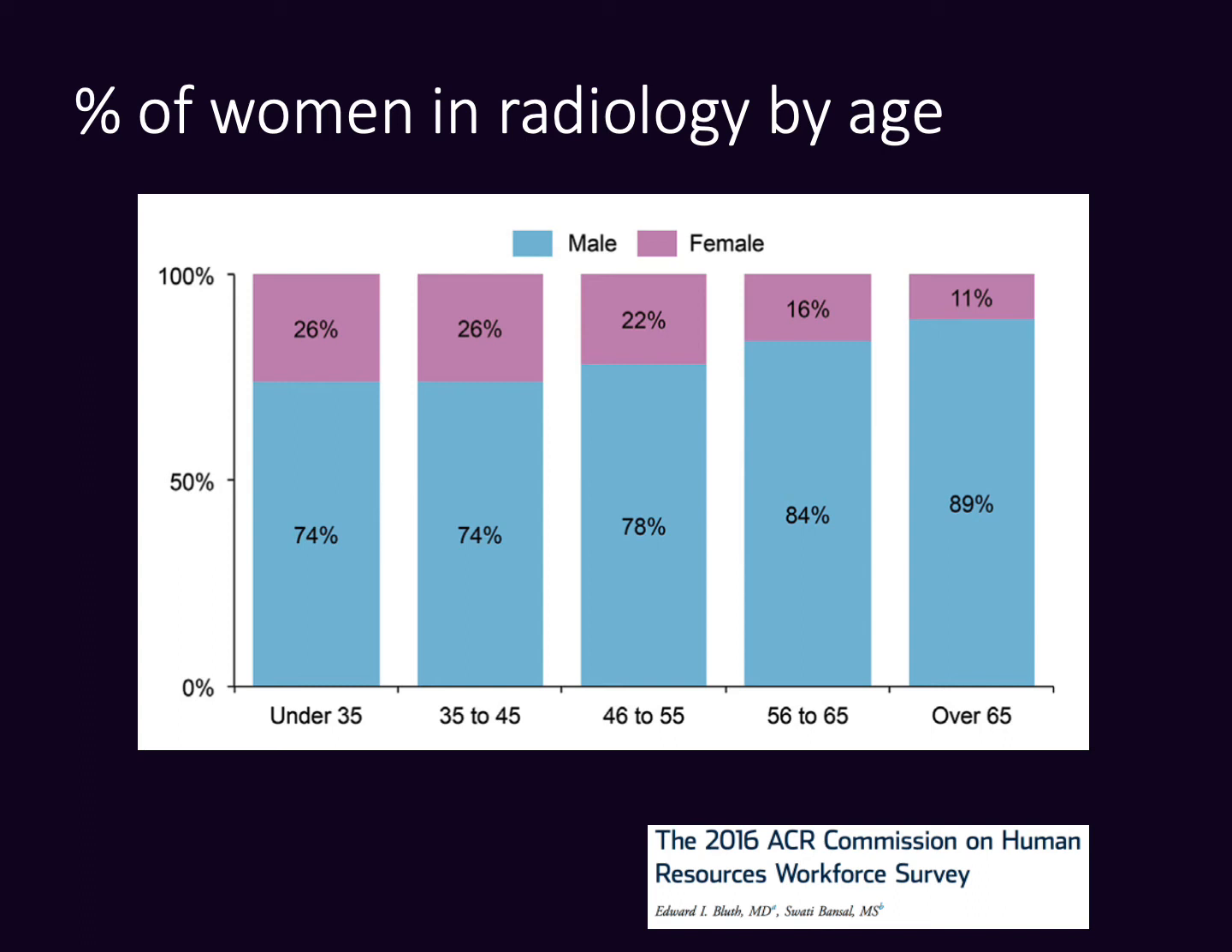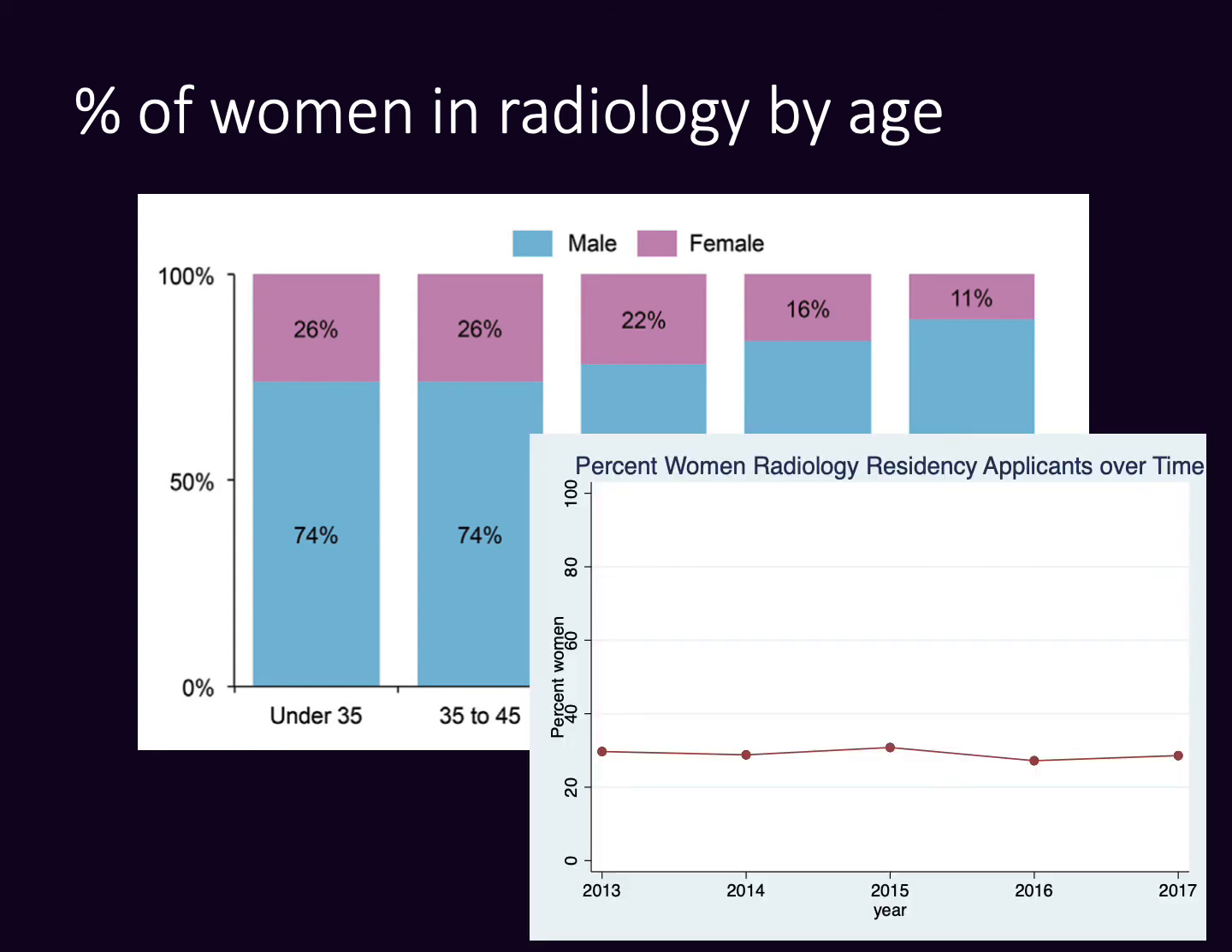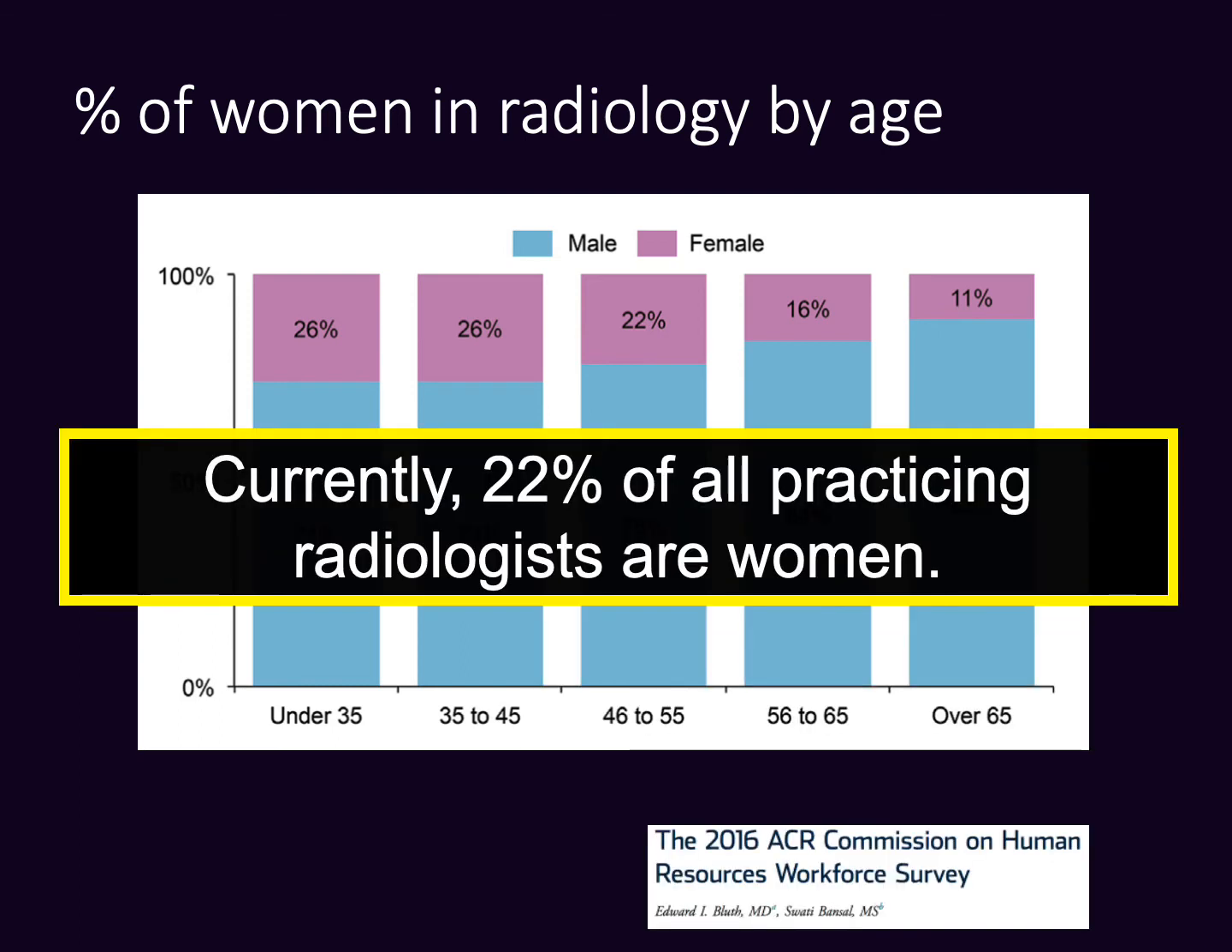26% of radiologists under the age of 35 are women, reflective of the current radiology matriculant gender breakdown. The gender breakdown of radiologists in older age groups portrays the historically lower numbers of women pursuing radiology. The overall percentage of women is quite low and reflects the percent of women radiology residency applicants over time. This percentage has remained relatively stagnant over the past several years, between 25 to 30%. Currently, only 22% of all practicing radiologists are women.